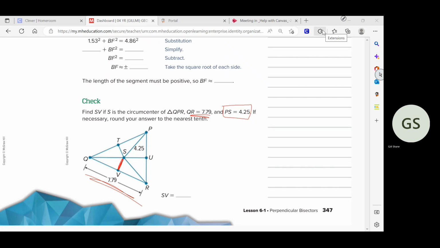So if Q to V to R, really Q to R is 7.79. This is the midpoint of the line. So what's that term? V is the midpoint of it. I'm talking about congruence, think congruence. If V is the midpoint of QR, what would you know? I see QV. There you go, that's what, yeah.